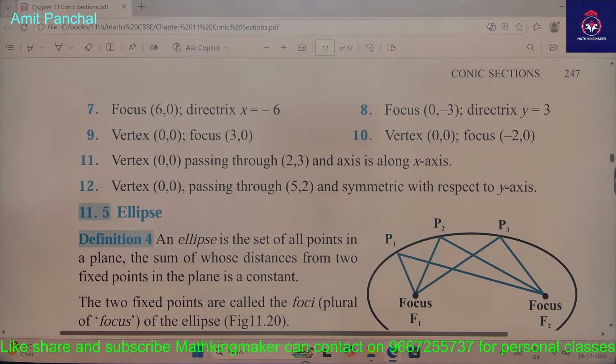Focus is -3, so a equals -3. It's on y-axis. Directrix is given, so x square equals to, since it's negative, 4a... x square equals to -12x, -12y. Oh, sorry, x square equals to -12y. Yeah, right. That is right. Eighth one is right also. Now try ninth one.